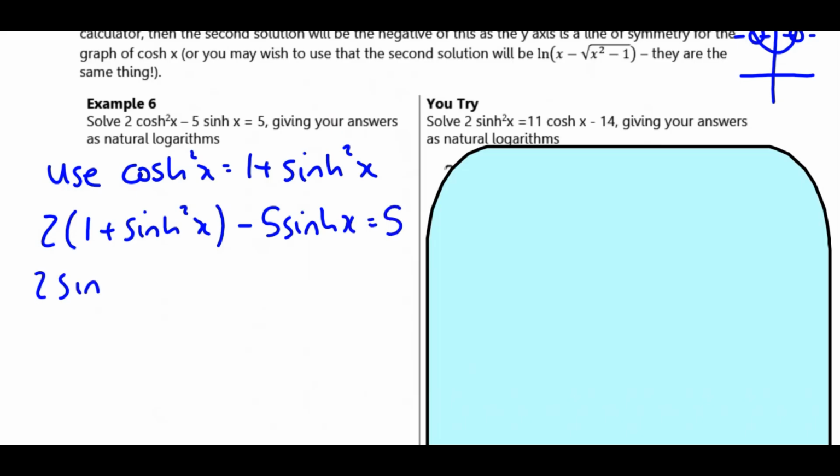sinh. Tidy this up, expand it out. So 2 sinh squared x minus 5 sinh x plus 2, and if we move the 5 across, that gives you minus 3 equals 0. This is then a quadratic that you can solve on your calculator. I'll factorize it, it's up to you.